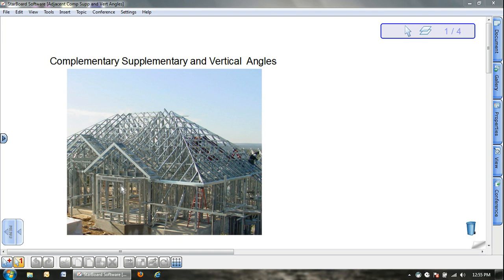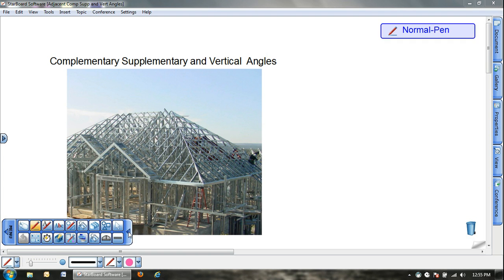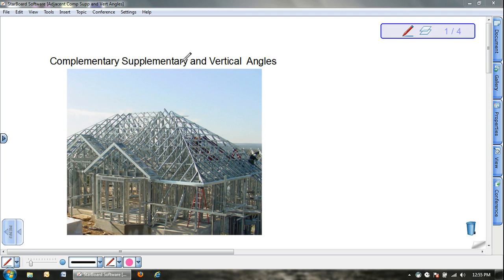Okay, so here's another video on some more angles. And these angles we're going to talk about today are complementary, supplementary, and vertical angles.